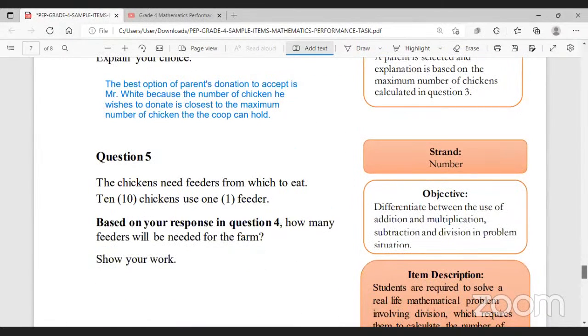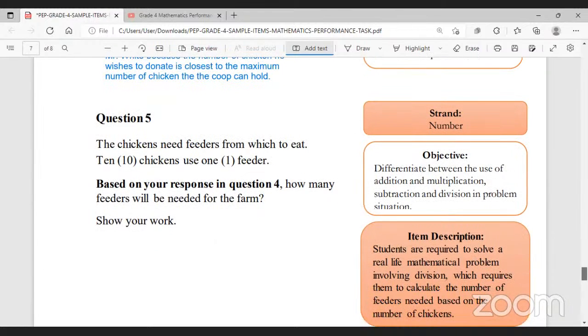Let's move on to question 5. Question 5 reads, the chickens need feeders from which to eat. 10 chickens use 1 feeder. Based on your response in question 4, how many feeders will be needed for the farm? So in question 4, we would have chosen Mr. White's donation of 70 chickens.